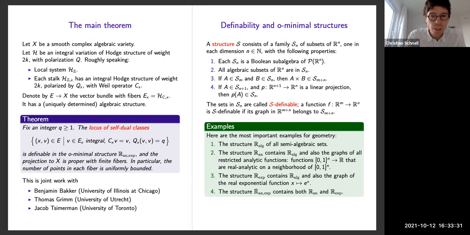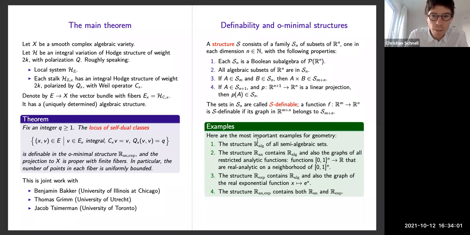And then the biggest structure is this Ran,exp that appears in the theorem. This is some kind of amalgam of the two that contains both Ran and also Rexp. So you have restricted analytic functions and also the exponential function. Okay. So yeah, there's tons of these structures. You can arbitrarily enlarge them by always adding a bunch of functions and then closing it up under projections and stuff. But of course, usually you don't get something nice.